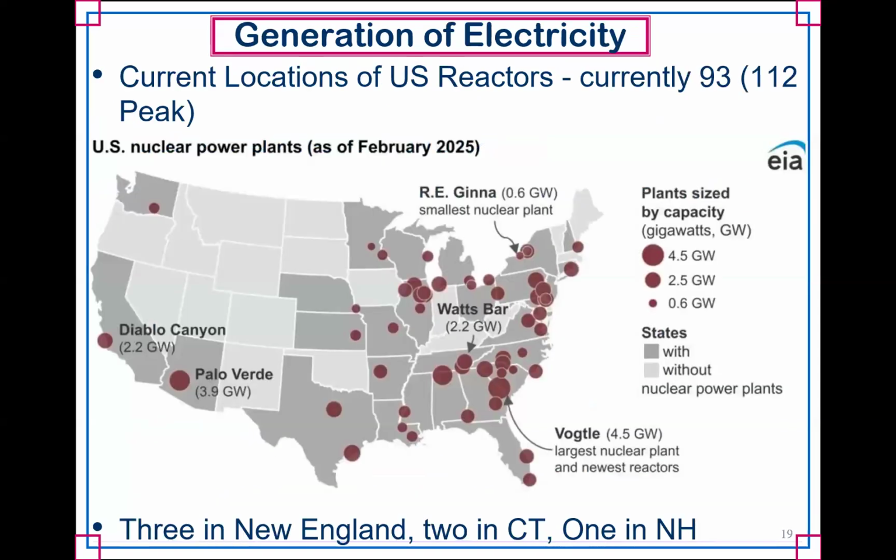So generation of electricity. So you can see where the generation of electricity is. In New England, we used to have a lot more. We are down to 3 nuclear power plants. We have 2 at Millstone in Connecticut, which is just outside Niantic, and 1 in New Hampshire at Seabrook, and that's it. I think the one that closed most recently was VY Vermont Yankee, but there's none other than those 3.